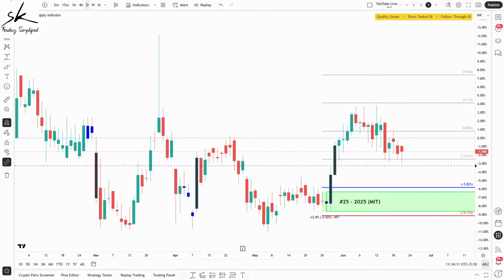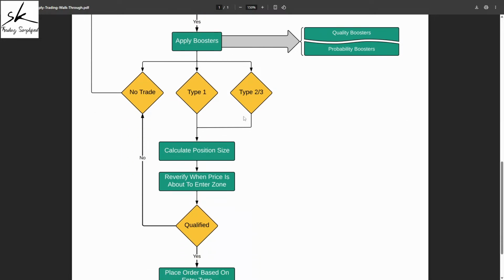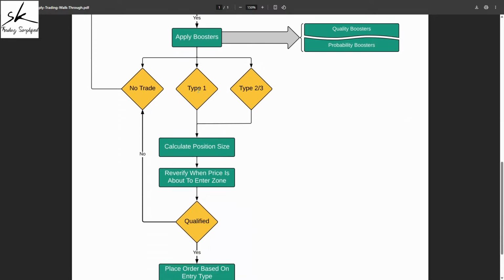So as an aggressive trade, this is still qualified. Nothing wrong with it. But yes, if you want to be, let's say, a little bit on the conservative side, you can say, okay, even though it is a type 1 trade, let me do it as a type 2 or a type 3 trade because it does not match my trade plan. So that is where you can be a little on the safer side. So yes, after applying the boosters, we got to know this is a type 1 trade.